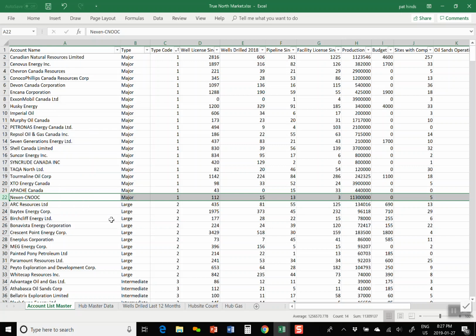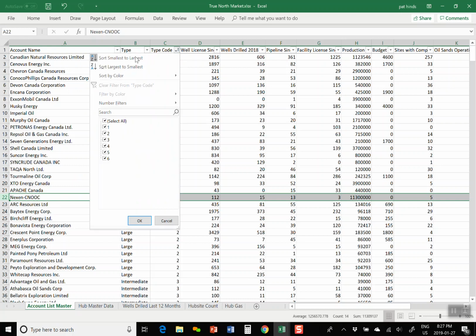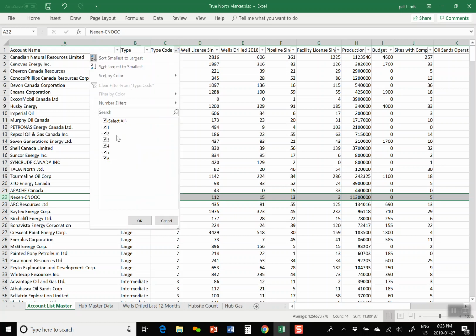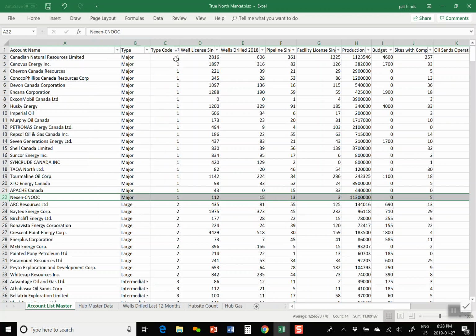but that's the general grouping. Type code just makes it easy to sort them largest to smallest, because if we do a sort on this, it's going to do it alphabetically. So this just gives me a sort, picking one, the smallest, it puts all the majors on top, and all of the large, and so on and so forth.